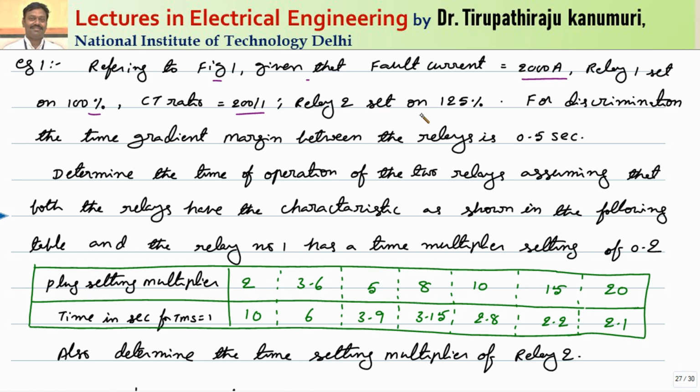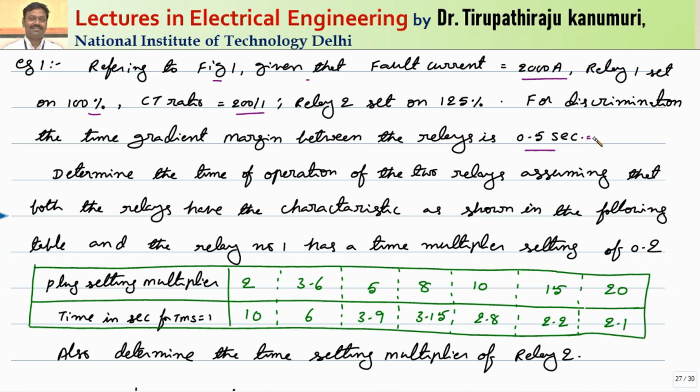Similarly, relay number 2 is set on 125%. For discrimination, the time grading margin between the relays is 0.5 seconds. The meaning of this is that whenever the fault happens in the vicinity of relay number 1, first relay number 1 should operate. If that relay is not operated, then the next relay before that will operate after a time delay of 0.5 seconds.